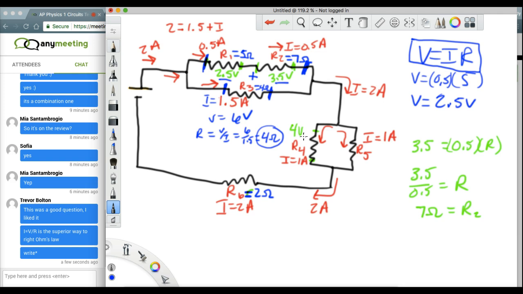What's next? Oh, Trevor says that I equals V over R is the superior way to write Ohm's law. It is the way that it is written on your formula chart, but you know, old habits stay strong, and this is the way that I learned it way back when in high school and college, so it's just what's stuck in my brain. If you remember that I equals V over R, that's all good and well, works all the same.